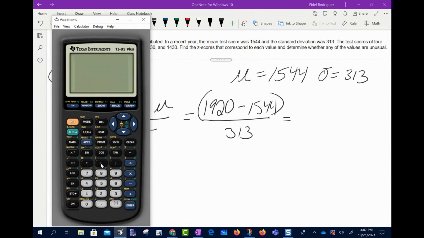Okay, so I got it on. Let's get my parentheses. So 1920 minus 1544. Oops, 1544. And then we're going to divide that by 313. And so the number I'm coming up with is 1 point, and I'm supposed to be going to two decimal places, so I'd say 1.20.